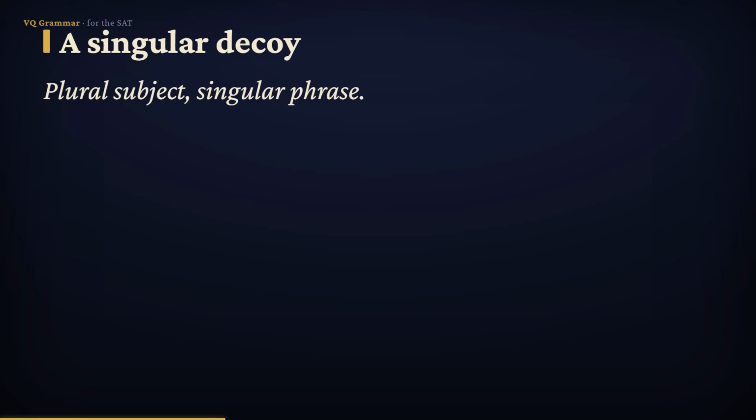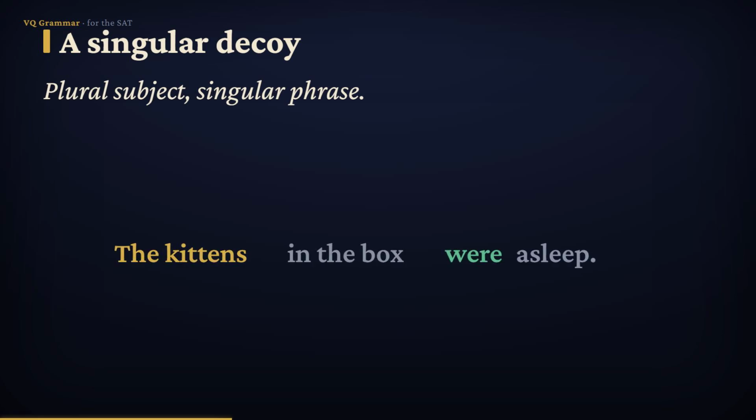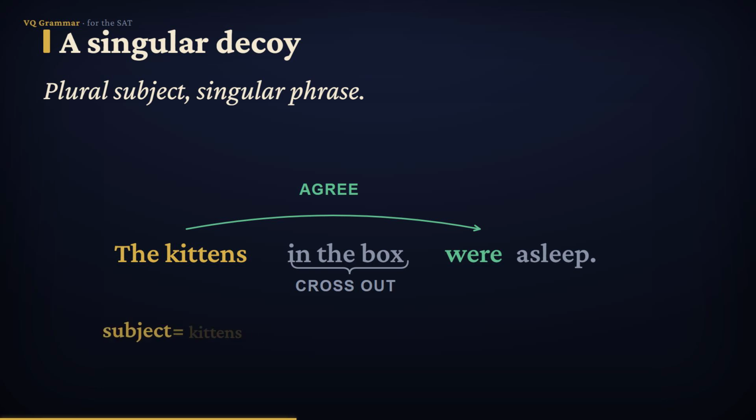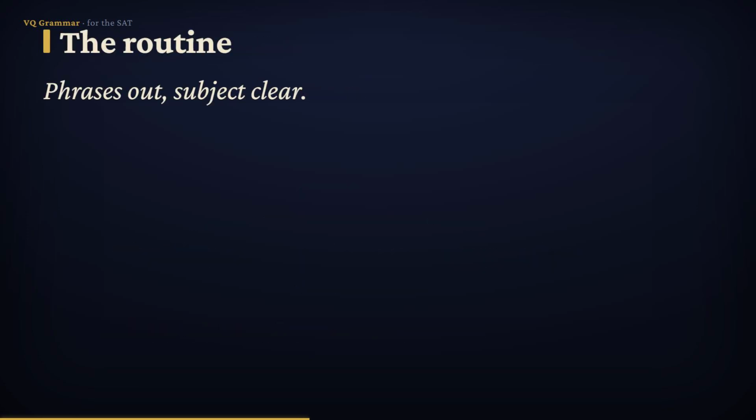It works in reverse, too. The kittens in the box were asleep. This time, the phrase's noun, box, is singular, and it tempts you toward was. But in the box is a prepositional phrase, so box can't be the subject. Cross it out. The kittens were asleep. The subject is kittens, plural, so were is correct. Either way, the noun in the phrase is a trap. Ignore it.